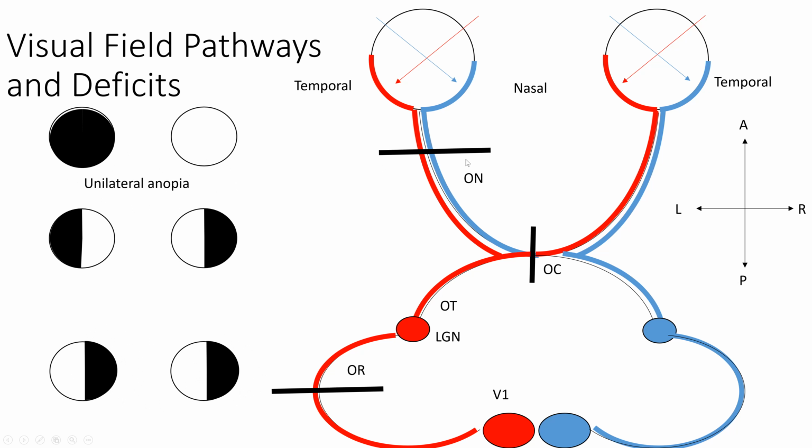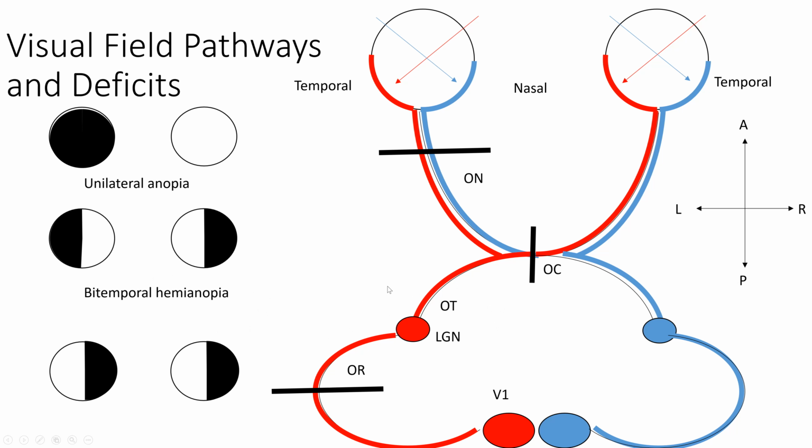So if we go through these, we've got a unilateral anopia, so one side unilateral, and it's a complete anopia. If we have an optic chiasmic lesion, that's what's called a bitemporal hemianopia. So bi, because it's both, and it's both temporal sides of the visual field loss, and it's a halving of the visual field, so a hemianopia.